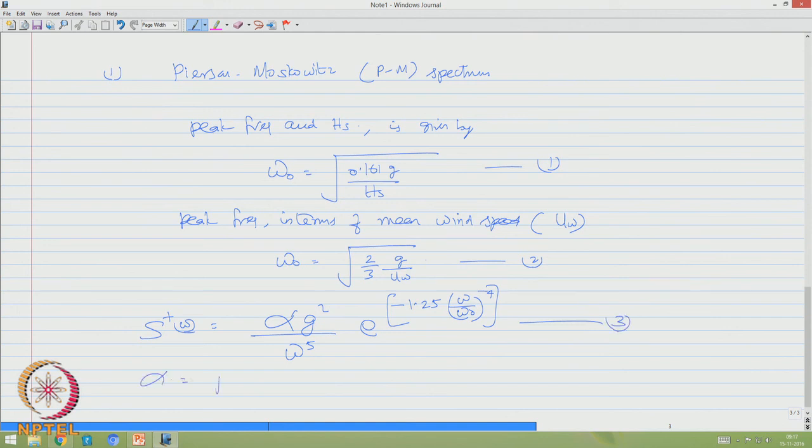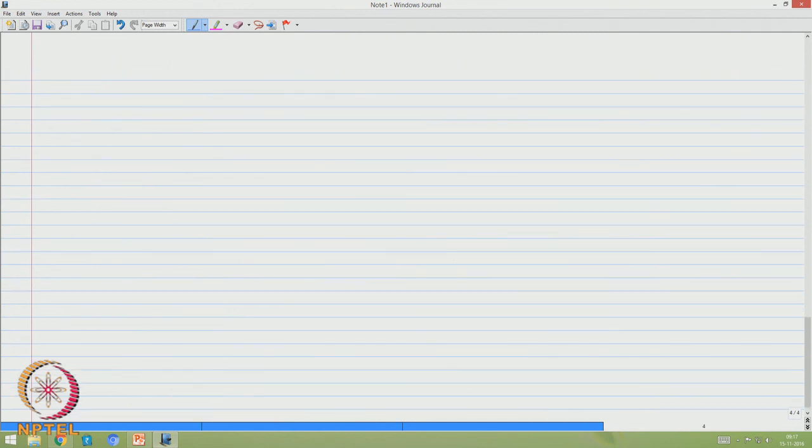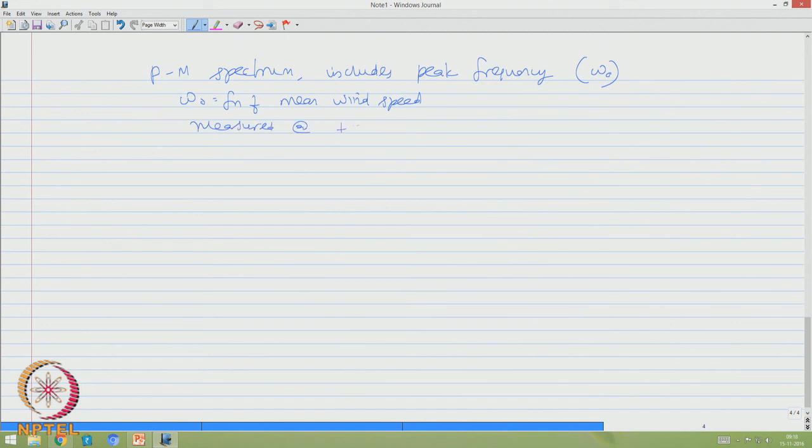Where in this case alpha is called Phillips constant, which is given by 0.081. For offshore application, this spectrum is modified. The PM spectrum, what is being described, includes a peak frequency which is omega 0 in the equation, which is actually the function of mean wind speed measured at a height of plus 19.5 meters above the mean sea level.